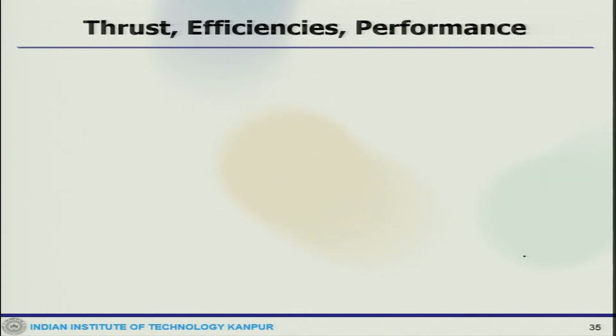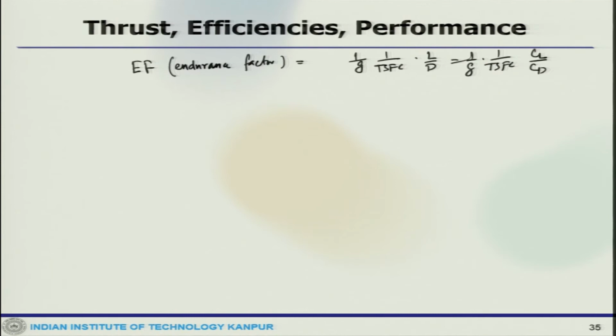and we can define the EF, which is endurance factor, as 1 by G 1 by TSFC into L by D, which is nothing but 1 by G TSFC CL by CD. Okay. So, that is what the endurance and endurance factors is.